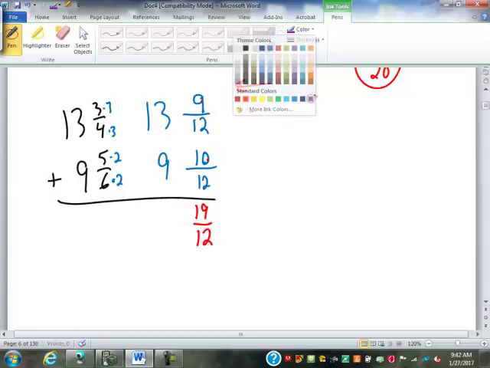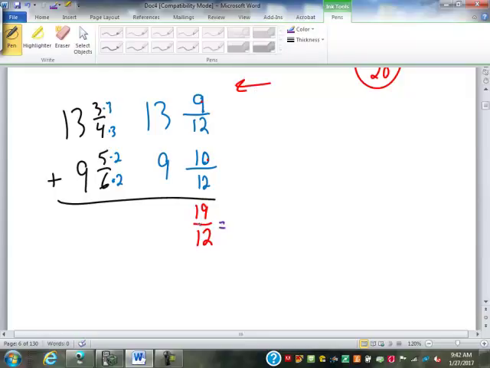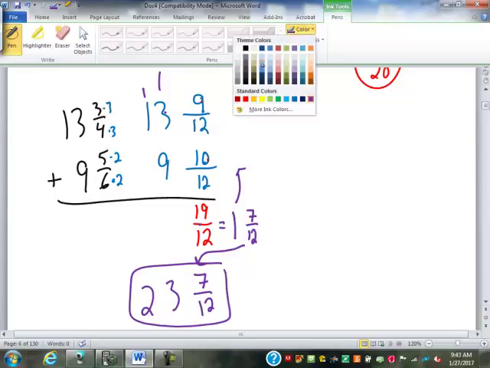Now that's improper. We can split that up into, how many times can we take 12 out of 19? Once, with how much left over? 7 twelfths. So just like with any other number, we're going to keep part of it. We're going to keep the fraction part here, 7 twelfths, and we're going to carry part of it. We're going to carry the 1. So 1 and 3 is 4 plus 9, 13. Carry the 1. 1 and 2 is 2. It's 23 and 7 twelfths.